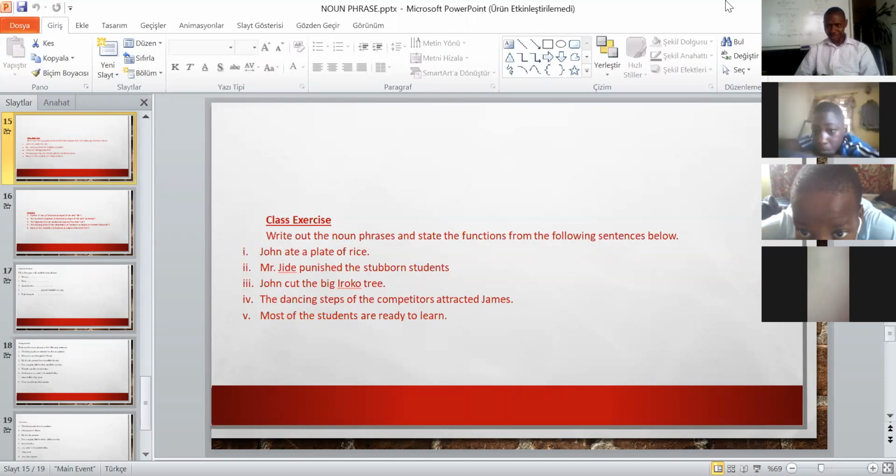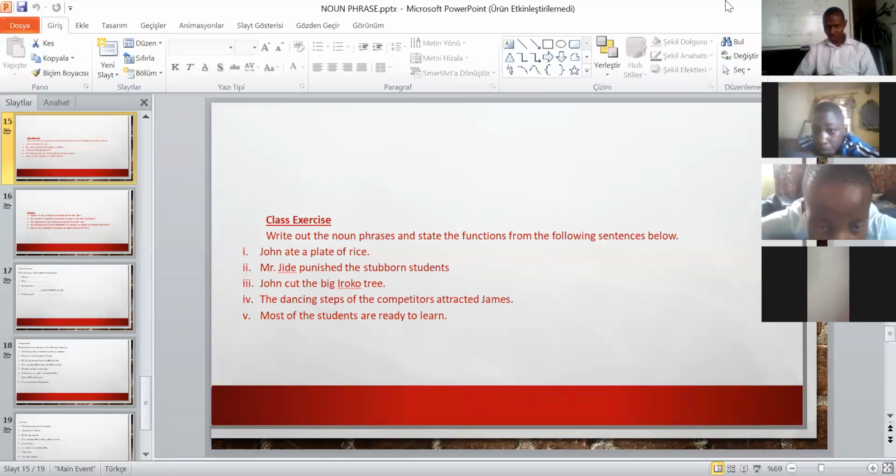Oseni, that's not correct. Your answer is not correct, Oseni. Folani, what are you saying? The subject of what? No. Star, you're not right. Aliyah Oseni, most of the students are okay. That is a noun phrase here. What's its function, Aliyah? Most of the students, yes. Subject of the verb. Of what? Subject of the verb what?